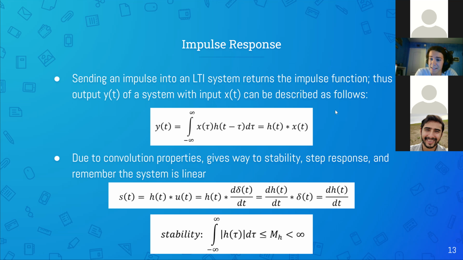And then moreover, if a system is stable, so it always produces stable outputs, then its impulse function has a finite area. That's the idea of a stable function. Does that make sense, everyone? Okay.